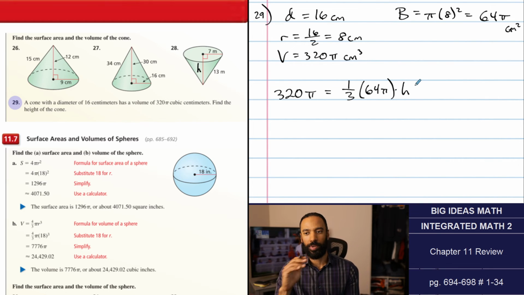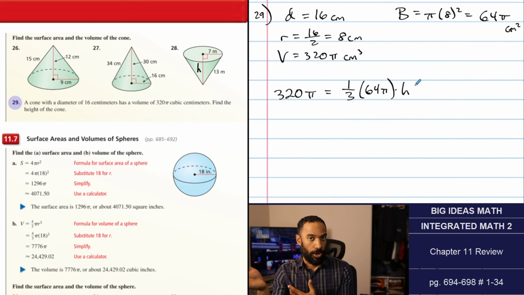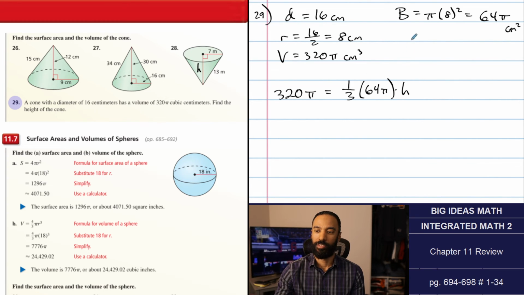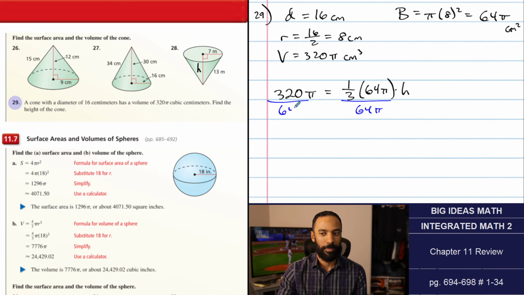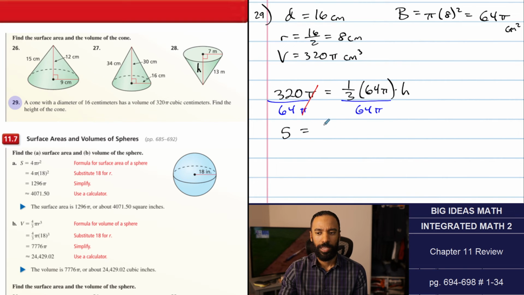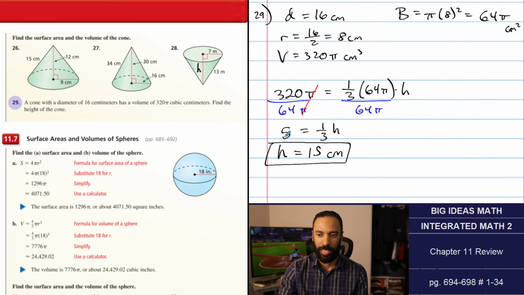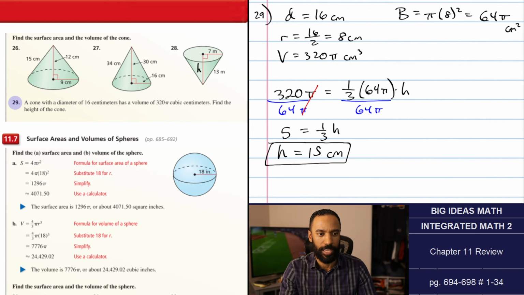320 pi equals 1/3 area of base times height. So if everything worked out the way that we need to. Can 64 divide by 3? No. Does it matter? No. I'm going to divide both sides by 64 pi to start with. Because can 320 divide by 64? I think so. I think you get 5. And the pi's divide as well. So this really cleans up. This is 5 equals 1/3 of h. Multiply both sides by 3. Your height is 15 centimeters. There it is. No calculator necessary. No terms of pi, or no multiplying by pi, things like that.